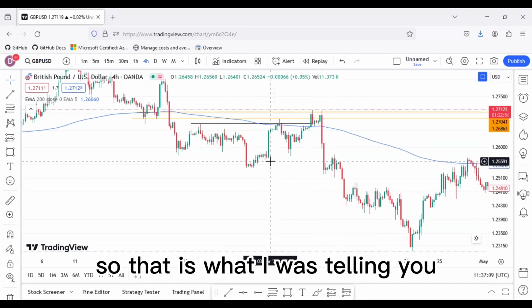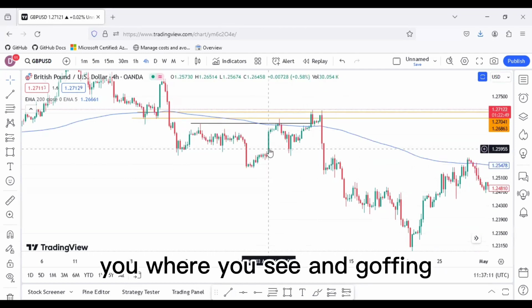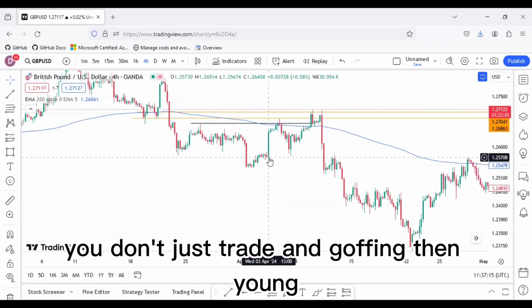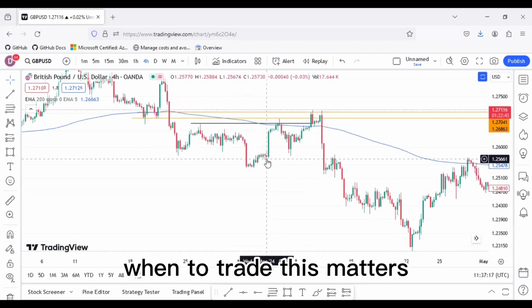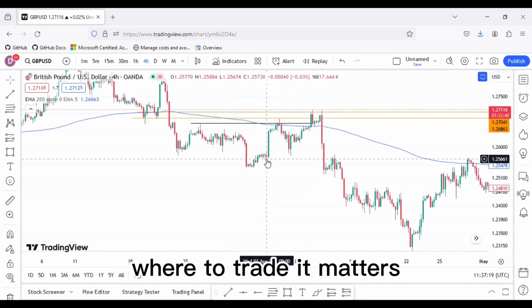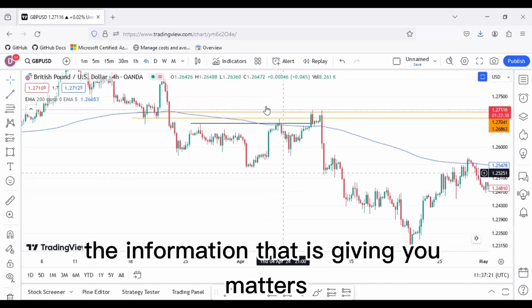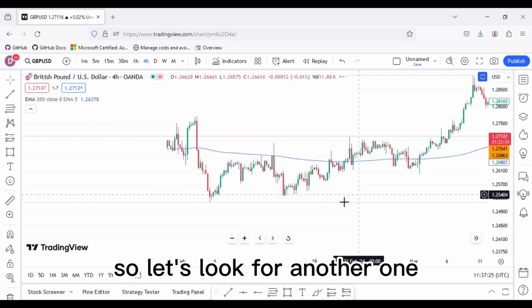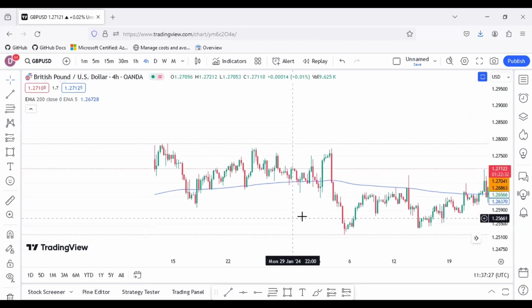So that is what I was telling you. Where you see an engulfing, when you trade it matters. You don't just trade engulfing anyhow. When to trade this matters, where to trade it matters. The information that it is giving you matters. So you don't just trade it anyhow. So let's look for another one.